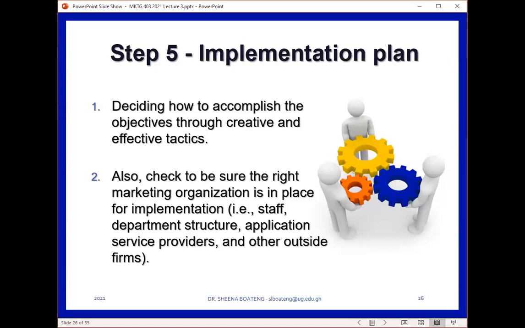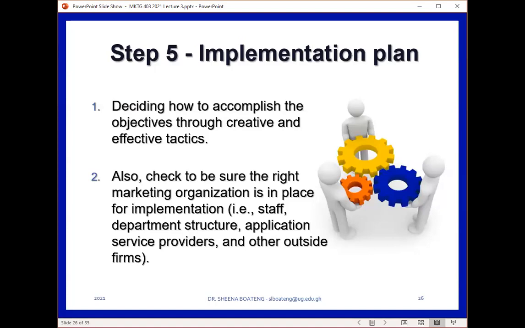Right? You also need to be able to check to ensure that the marketing organization is in place for implementation. What are we saying when we say this? We are talking about the fact that you may have a lot of lofty things that you want to do as part of your e-marketing plan.